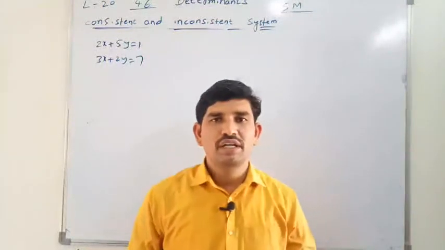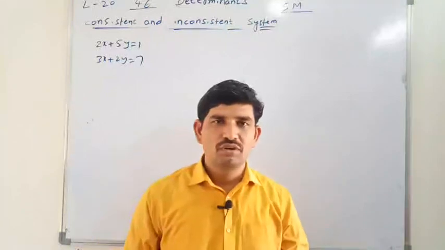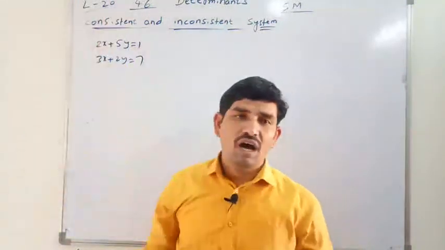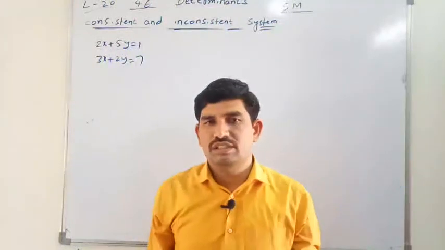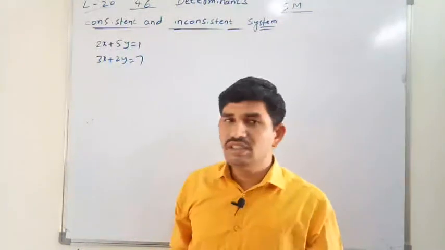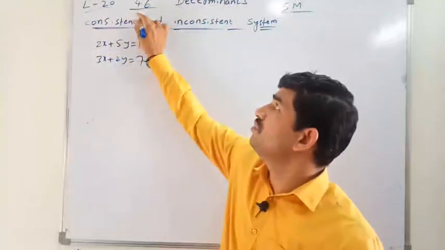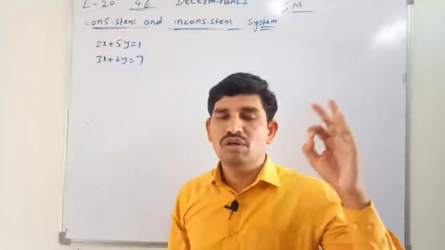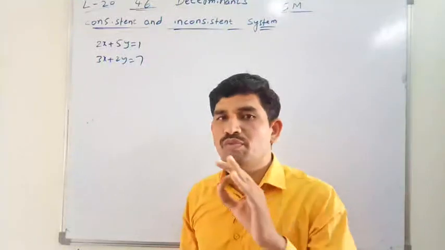Today we are going to continue the chapter on determinants. This is lecture number 20, which means I have completed a total of 19 lectures. The final exercise left in this chapter is 4.6. I have completed exercises 4.1 to 4.5.